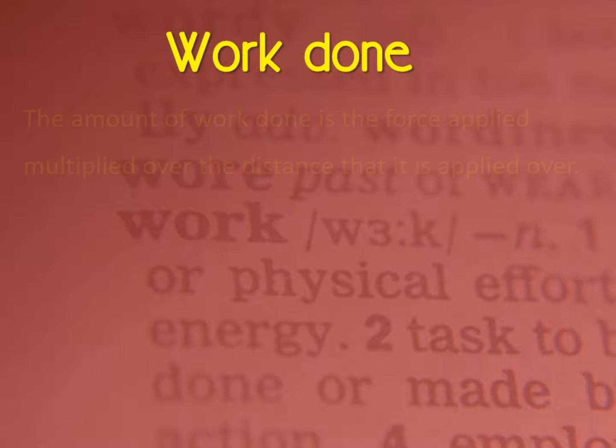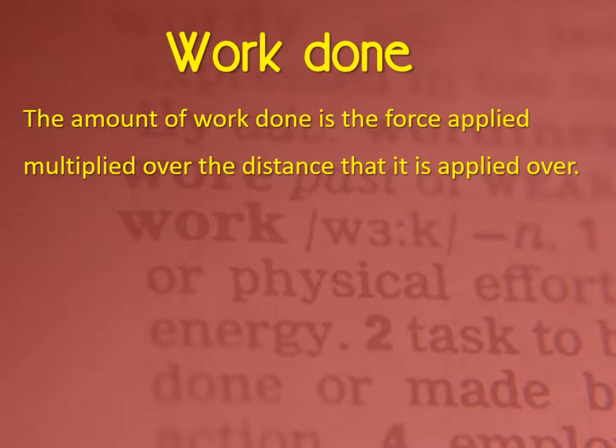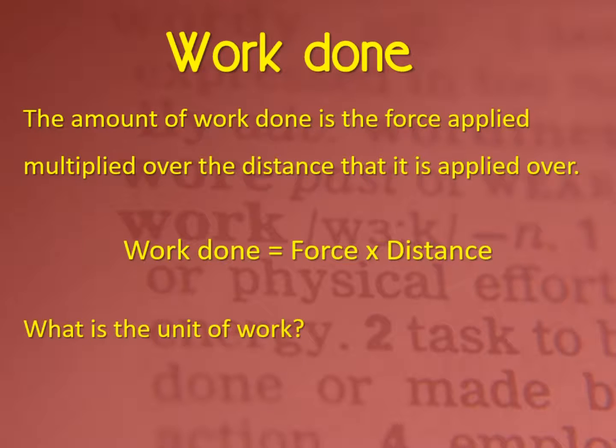So, what is work done, and how do we calculate it? Well, it's the force applied multiplied by the distance it is applied over. In other words, work done equals force times distance. So what would you say the unit of work is going to be? Well, technically, it is the newton meter. Force is measured in newtons and distance is measured in meters, so when you multiply them together, getting the newton meter makes sense.